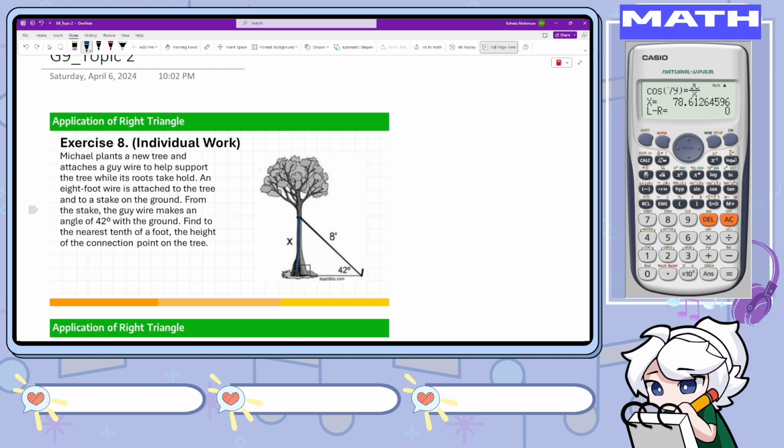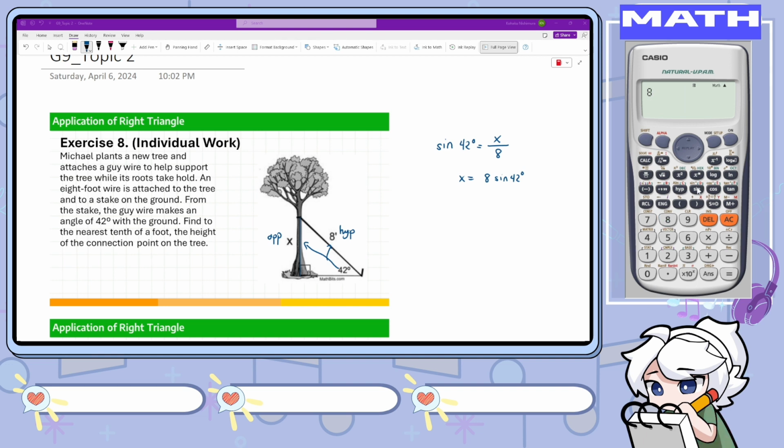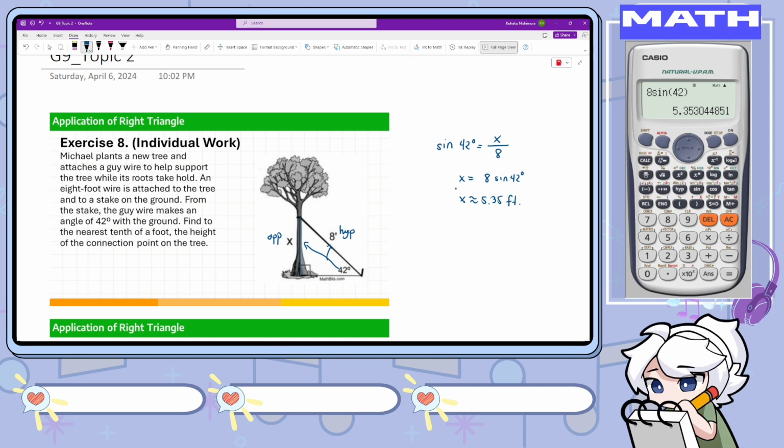So you're just solving for x here. With respect to 42, this is opposite and this is hypotenuse. Now, this is sine. Sine 42 is equal to x over 8. Just solve for x by simply multiplying 8 and sine 42. If you compute this in your calculator, 8 sine 42 is equal to 5.35, or approximately 5.35 feet. There you go.